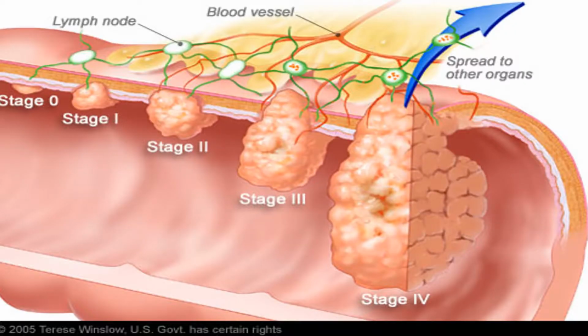So here we can see the colorectal tumor in stage 0 over here, and to compare it with the size in stage 4. The reason why it grows so big is because SRC inhibits growth factors in cells. And the blue arrow is showing you that SRC metastasizes.